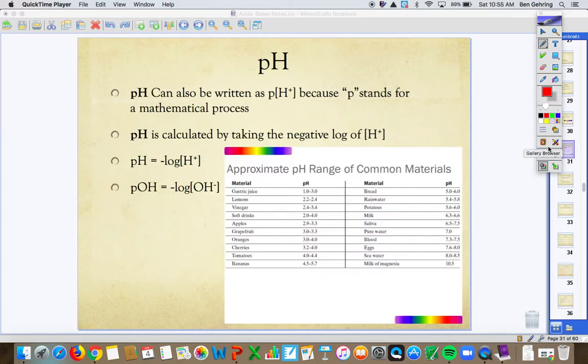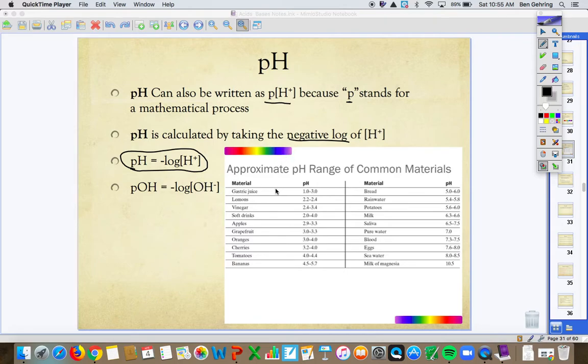When we talk pH, we can write either pH or P times the concentration of H, because this letter P stands for a mathematical process. It's actually the negative log. P means negative log. So when we calculate pH, we are taking the negative log of the concentration of hydrogen ions in that solution. Likewise, pOH is the negative log of the hydroxide concentration. So these two work inversely, but P means negative log is all it means.